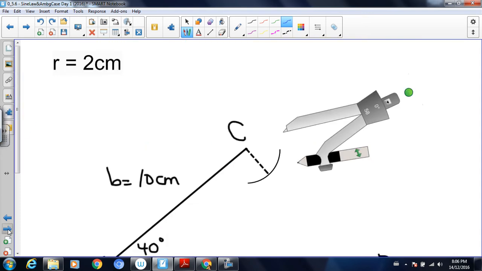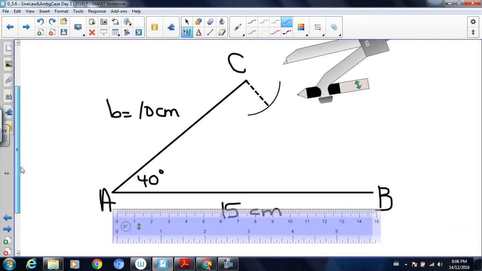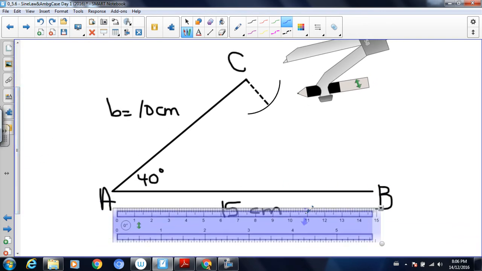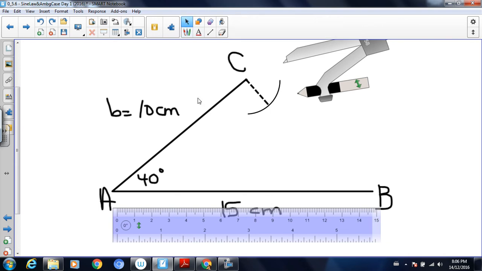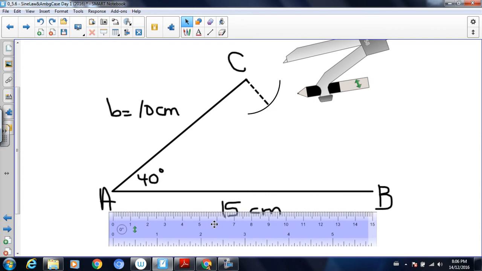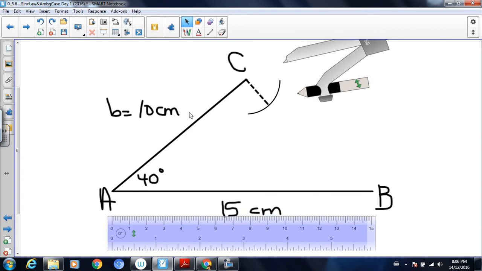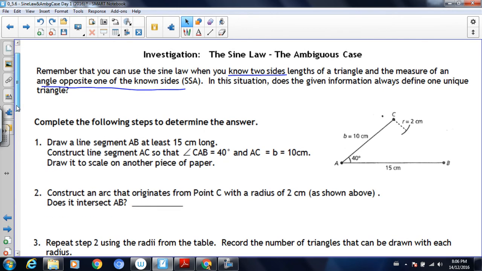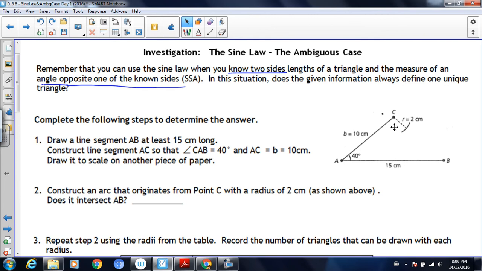I did that right here for you. So here we have our triangle. This is exactly 15 centimeters. There you go, I can measure it for you. That is 15 centimeters. This is 40 degrees, and this is exactly 10 centimeters. So let's go back. Now, construct an arc that originates from point C with a radius of 2 centimeters as shown above. Does it intersect AB?